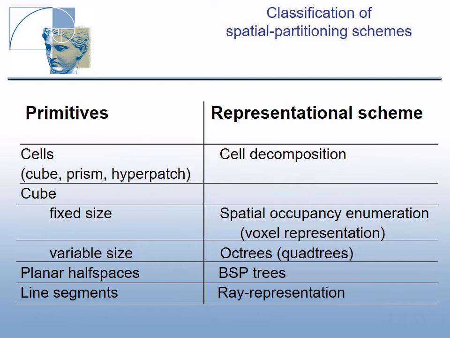Cells in the form of cubes, prisms, and hyperpatches are used in the cell decomposition. A cube with fixed size is the only primitive of the spatial occupancy enumeration, also called the voxel representation. Cubes of variable size are used in octrees in 3D and in quadtrees in 2D. A planar half-space is the single primitive of BSP trees. And finally, line segments are primitives of the ray representation.